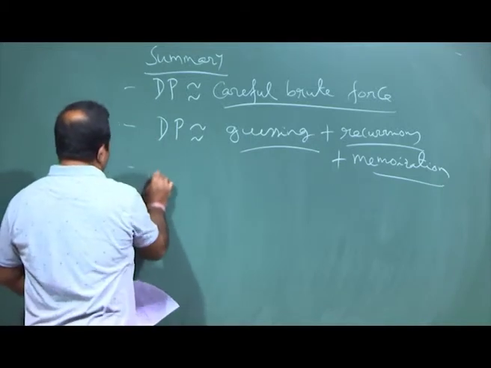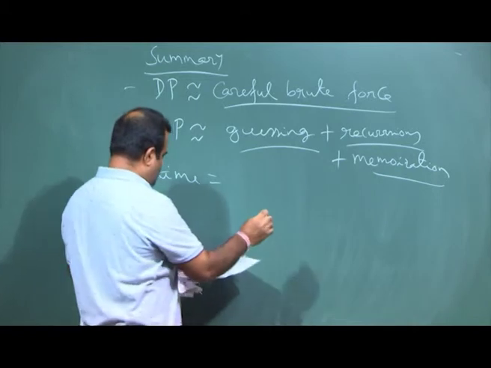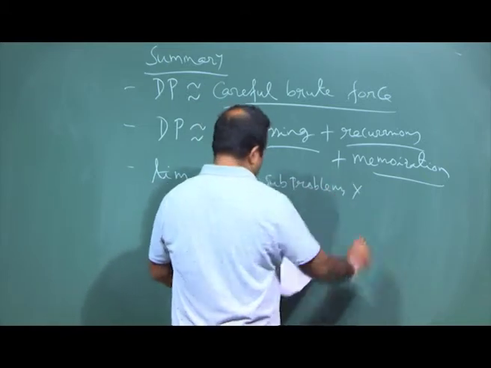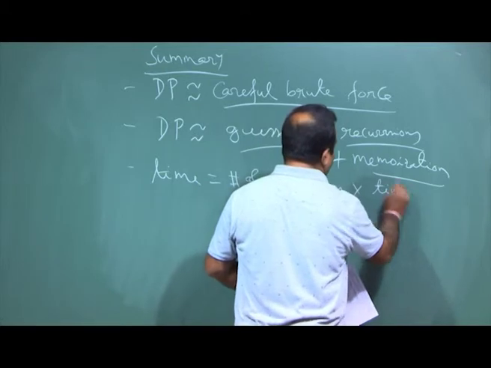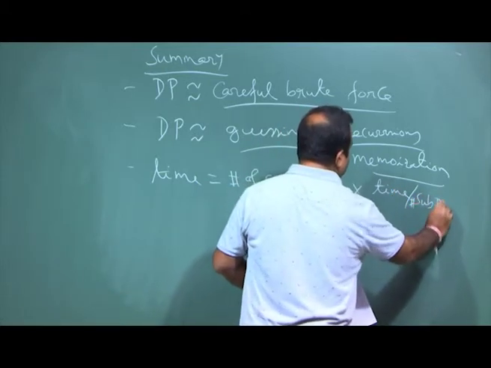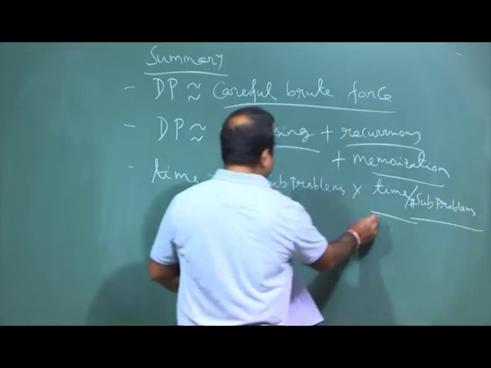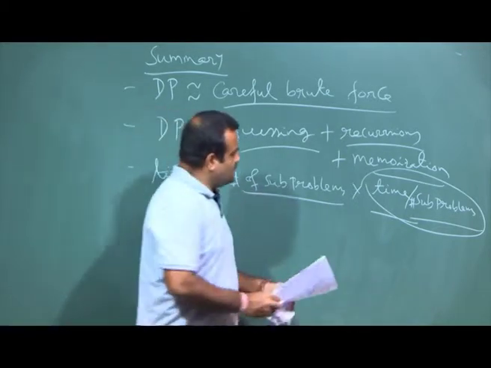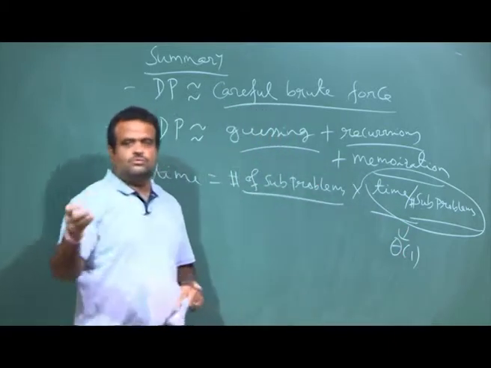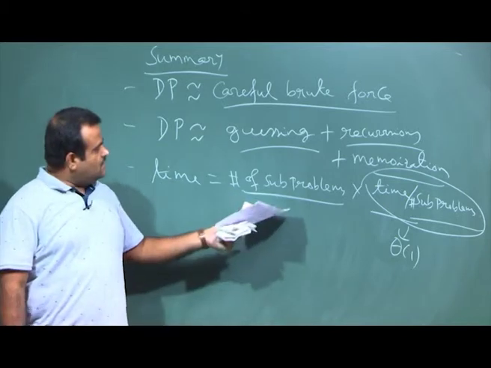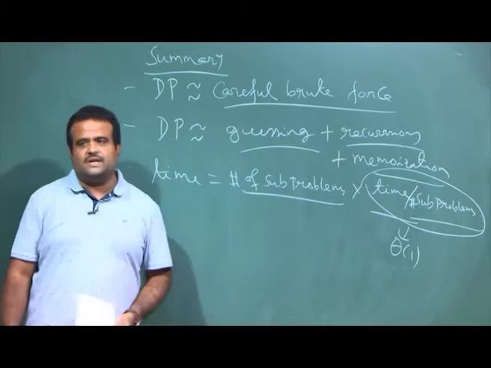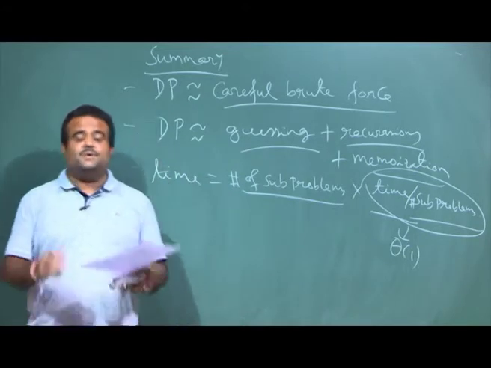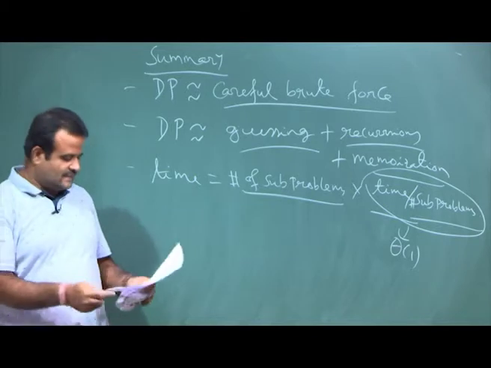The time complexity is basically the number of subproblems times the time per subproblem. Usually this time per subproblem is theta 1 because we mostly just do a table lookup. So if the number of subproblems is order of n, then the total time will be n. This is an amortized analysis, an average case analysis of the time, in the amortized sense.